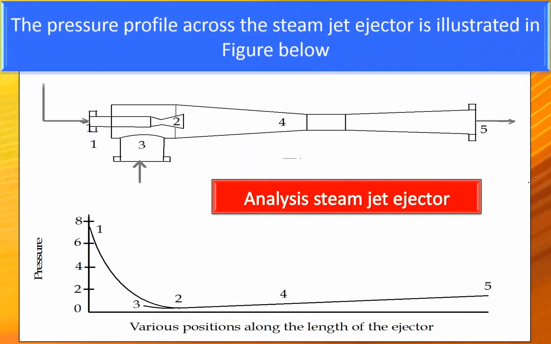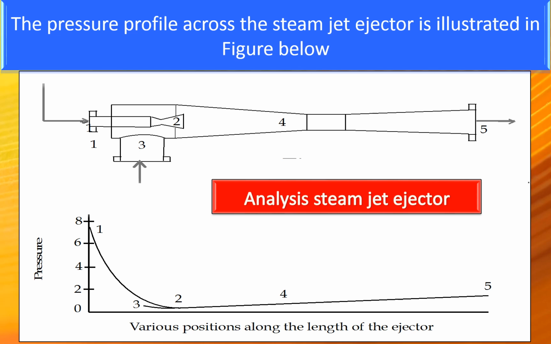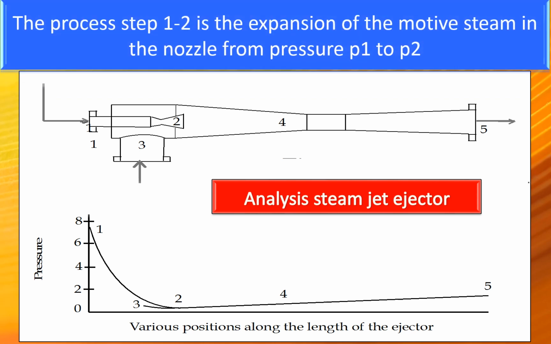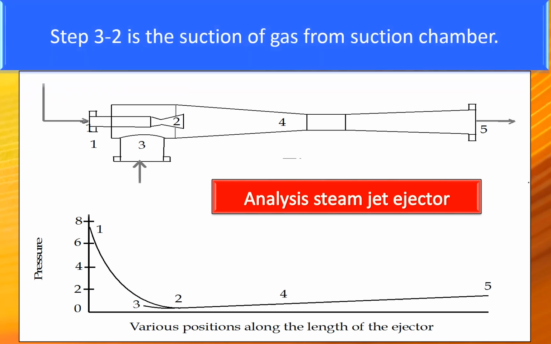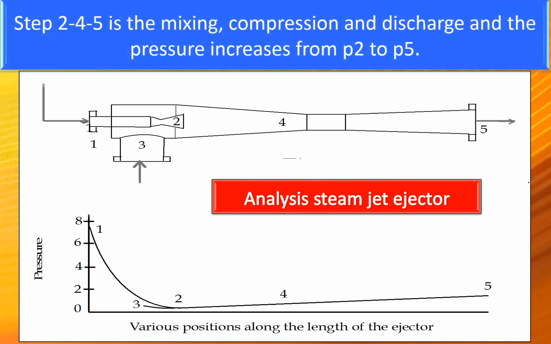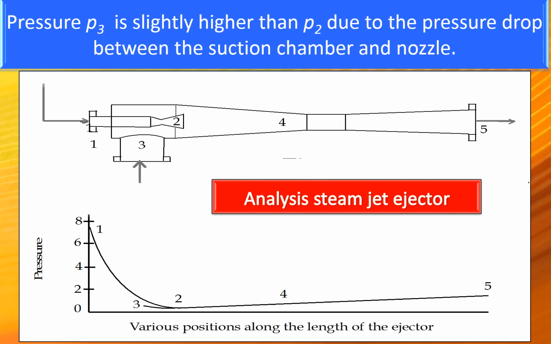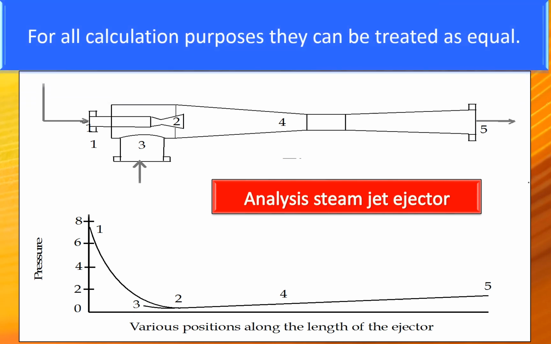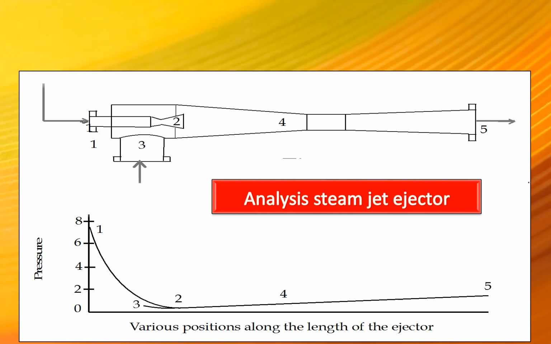The pressure profile across the steam jet ejector is illustrated in this figure. The process step 1 to 2 is the expansion of the motive steam in the nozzle from pressure P1 to P2. Step 3-2 is a suction of gas from the suction chamber. Step 2, 4 and 5 is the mixing, compression and discharge, and the pressure increase from P2 to P5. Pressure P3 is slightly higher than P2 due to the pressure drop between the suction chamber and nozzle. For all calculation purposes, they can be treated as equal.